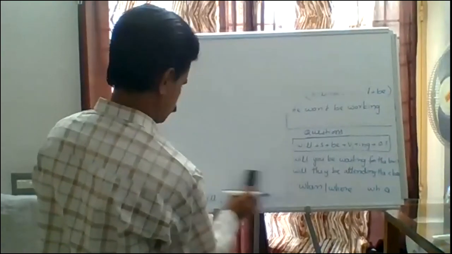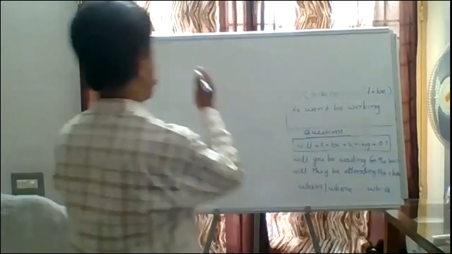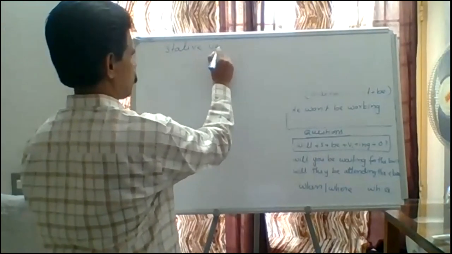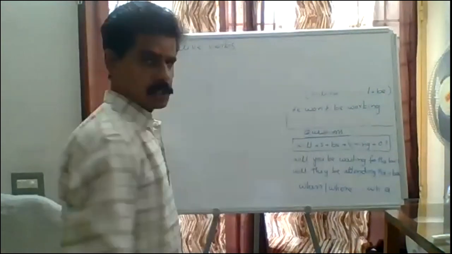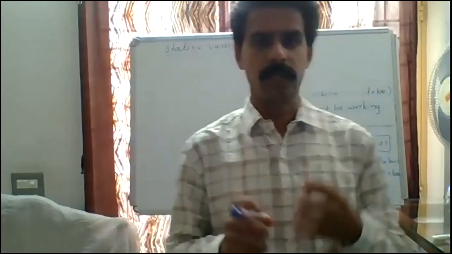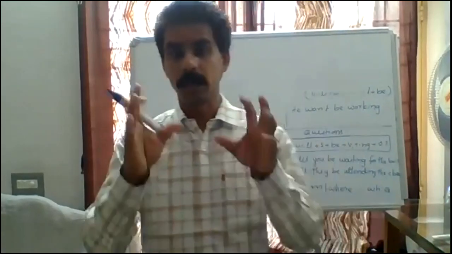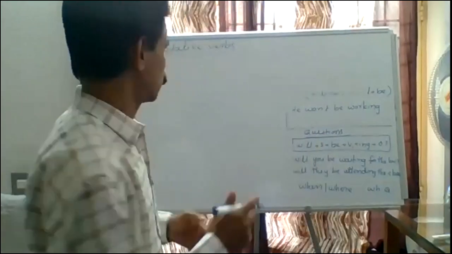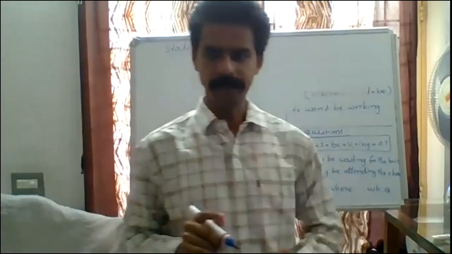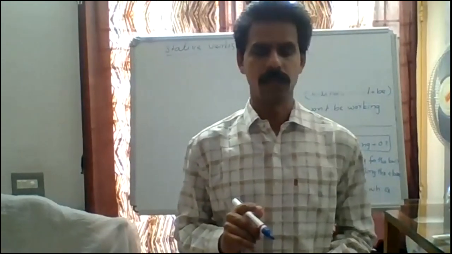Some verbs of emotion. Verbs of emotion. Stative verbs. Stative verbs are nothing but just the verbs which we cannot use in ing form. All the verbs cannot be used in ing form. Some of the verbs which we cannot use in ing form are called stative verbs. One category is dynamic verbs and stative verbs.